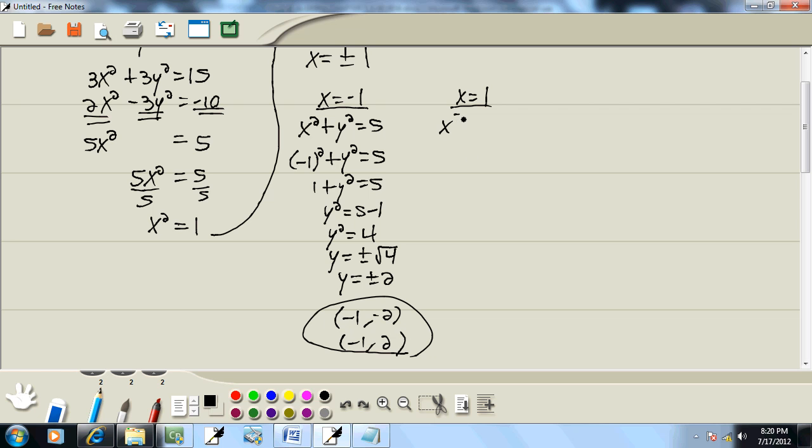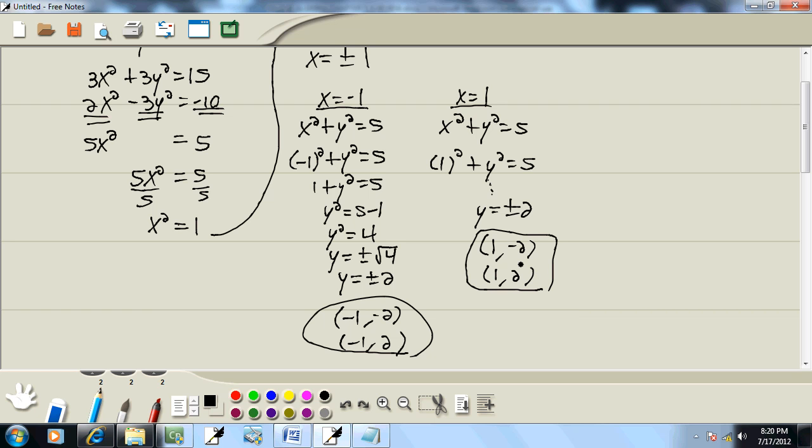Now the other one, the nice part about when everything's squared like this, is if I plug in the positive 1 for the x, I get 1 squared plus y squared is equal to 5. And whether you're squaring a negative 1 or squaring a positive 1, it's still going to give you 1. So this is going to give us the same y values. You only have to do one side. So we're going to have 1, negative 2 and 1, positive 2. And those are our other two answers.